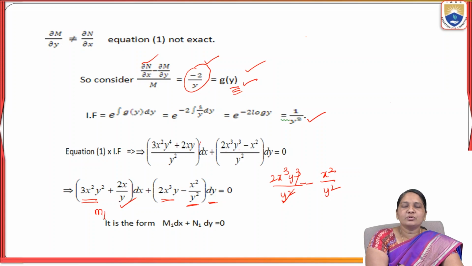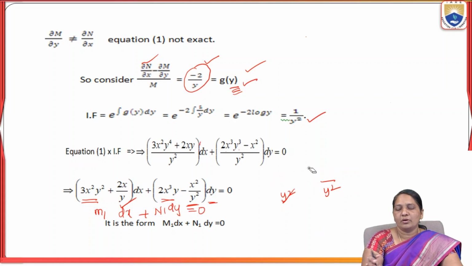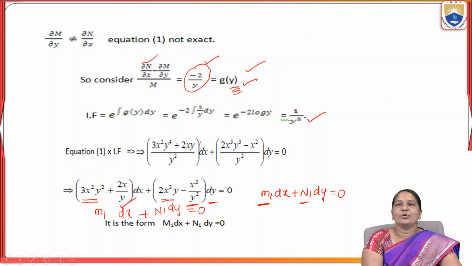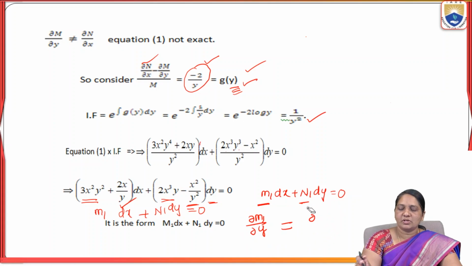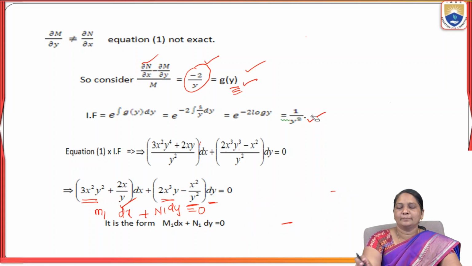Now I got the new m value, which we write as m1. So m1 dx plus n1 dy equal to 0. Now we have the equation in the form m1 dx plus n1 dy equal to 0. After getting the new m1 and new n1, we are going to calculate dou m1 by dou y and check whether it is equal to dou n1 by dou x. Then we can solve the given differential equation. So now we are going to calculate dou m1 by dou y.